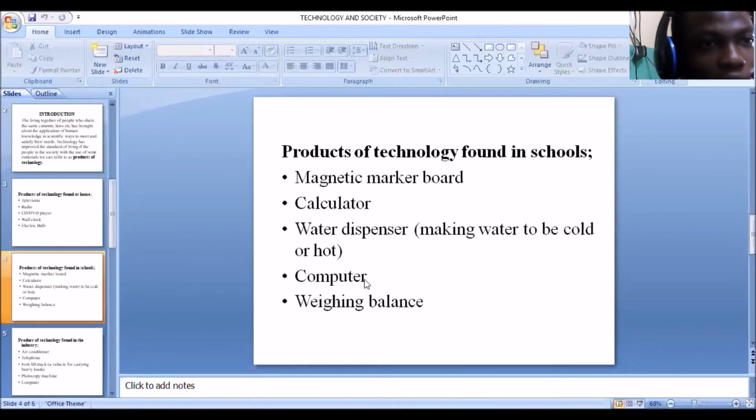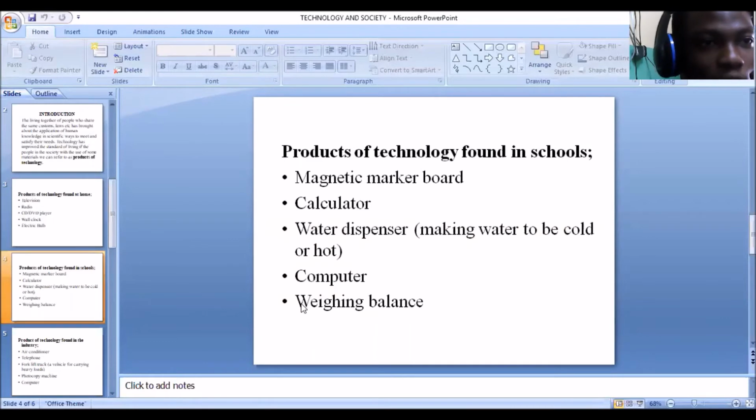Now, the computer also is there. Computer is very important. Like me and you now, we are discussing via computer. So computer is a very important product of technology that is being used generally in different aspects. Likewise, in the schools, you use computer for online teaching, online lectures.